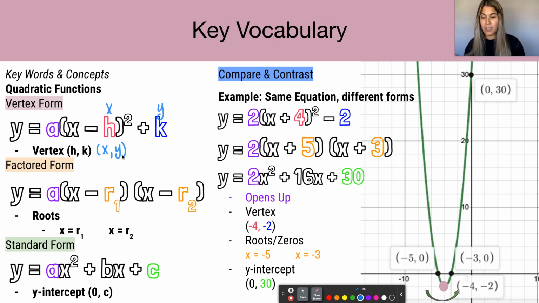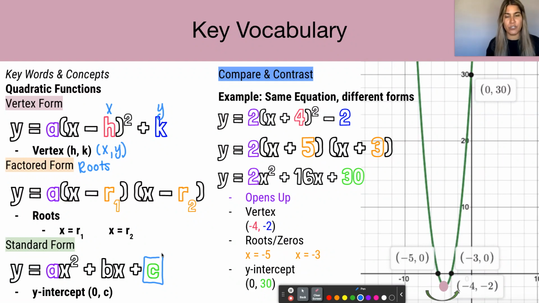Now, the factored form gives us our roots, our solutions, our zeros, right? From this form, we can find what our solutions are. We find our roots. That's why R1, R2. We're finding our roots, solutions, zeros, x-intercepts. And it's usually expressed as x equals R1, x equals R2. These would be the numbers of the solutions. And in our standard form, our C represents our y-intercept. Our C is our y-intercept. So once you understand these forms, you can quickly start to identify them.